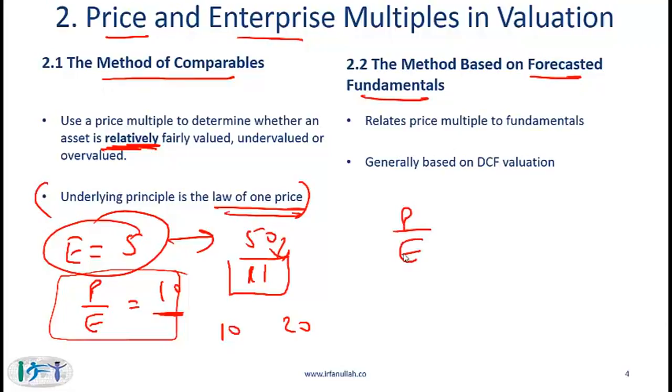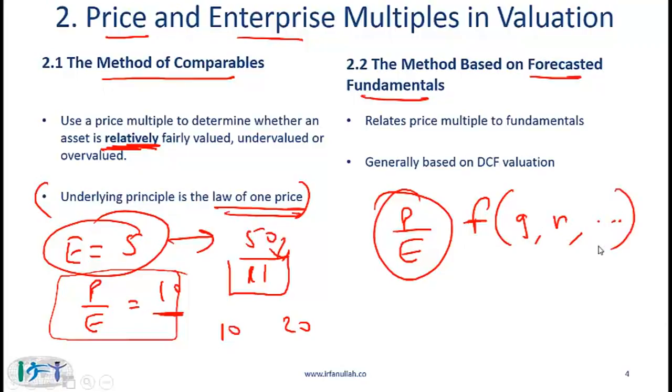Again, we'll take my favorite, or most people's favorite, multiple, which is the PE. We are saying that for a given company that you are evaluating, the PE multiple is a function of fundamental factors related to that company. For example, if the PE of a company depends on its growth rate, its discount rate, and some other factors related to this particular company, then we say that this PE is based on the forecasted fundamentals of the company. Again, we are coming up with a PE, but the method of coming up with the PE is different relative to the method of comparables.